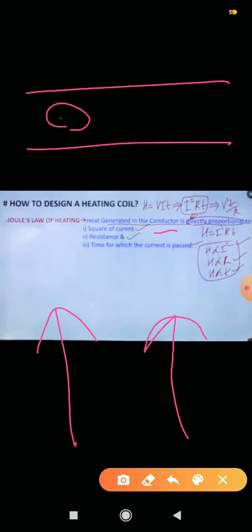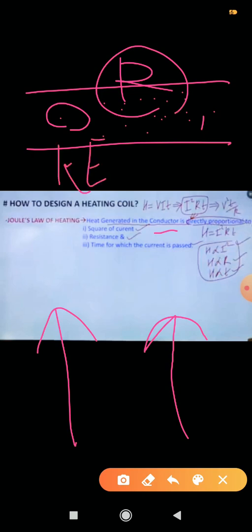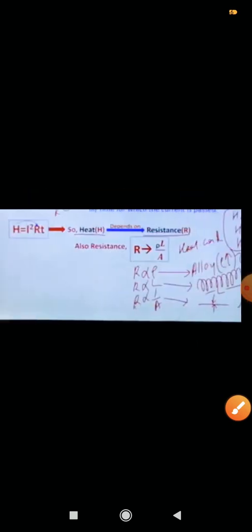Why? Because the electrons collide with the particles, the atoms in the wire, and that produces resistance. The kinetic energy due to the collision, known as resistance, is transformed into heat energy. So we can say that heat is directly proportional to the resistance. It is also directly proportional to the square of the current and directly proportional to the time for which the current is passed. So heat is directly proportional to current squared, resistance, and time. I hope you understood.